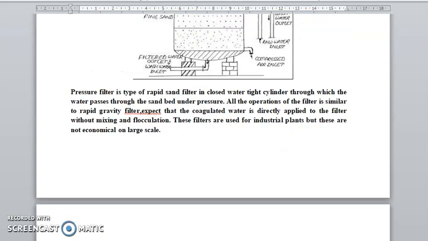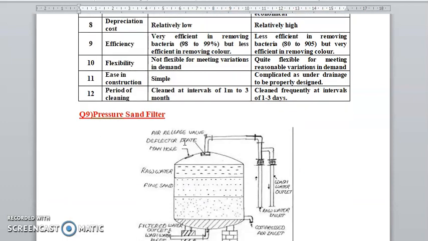A pressure filter is a type of rapid sand filter. It is a closed watertight cylinder through which water passes through the sand bed under pressure. All the operations of the pressure filter are the same as a rapid gravity filter, except that the coagulation of water is applied before the filter, without mixing and flocculation. These filters are used in industrial plants, but are not economical on a large scale.